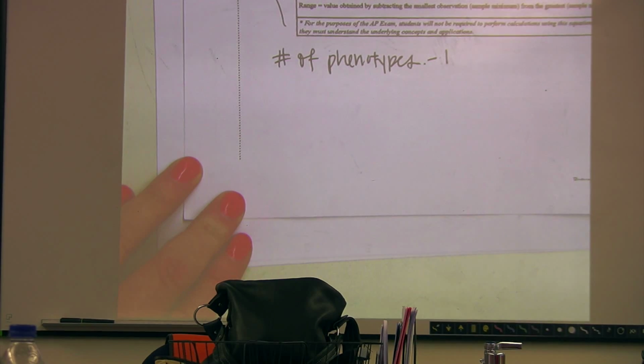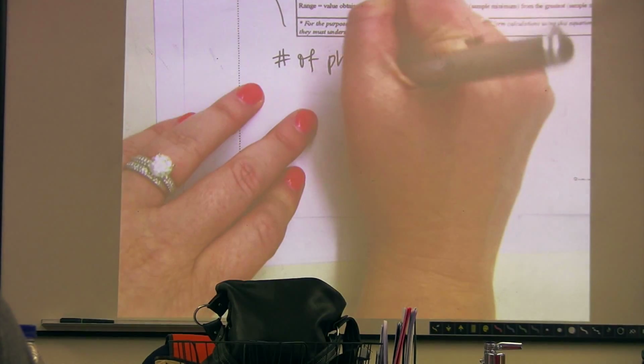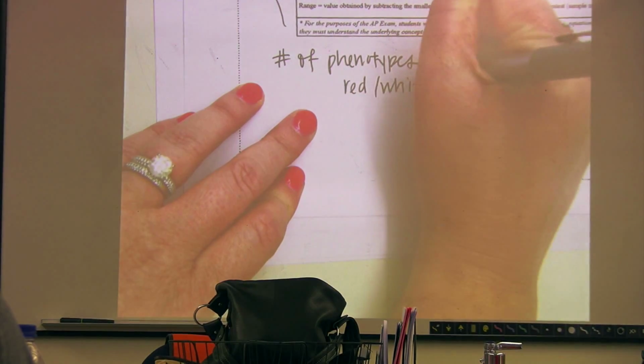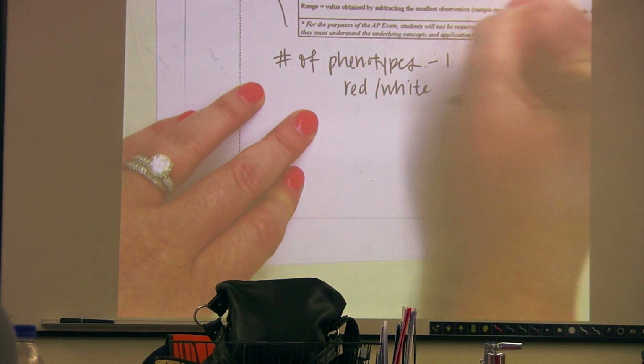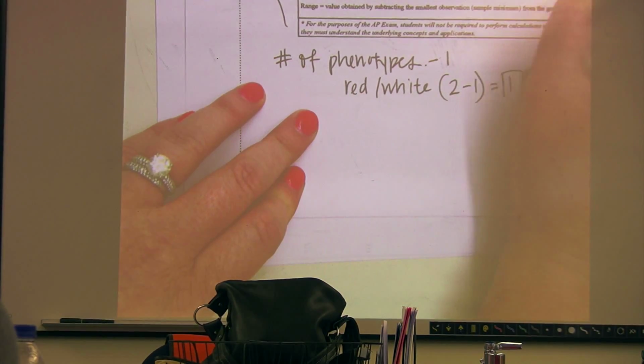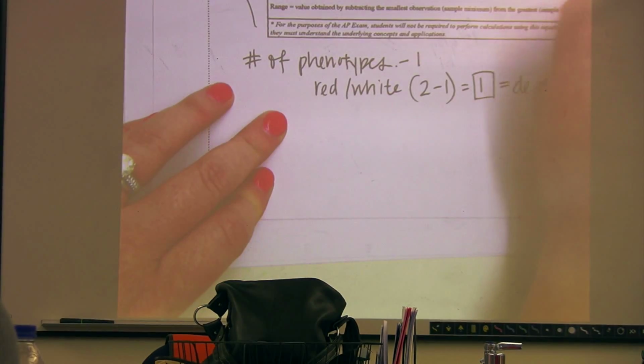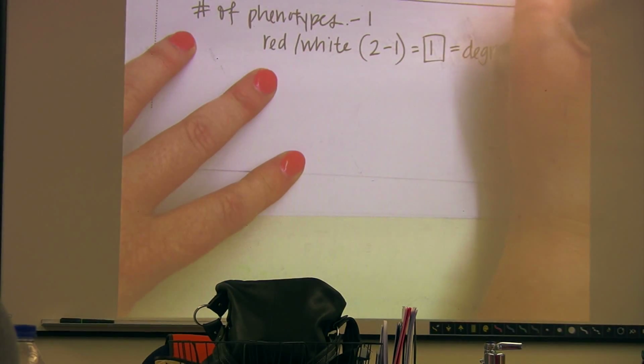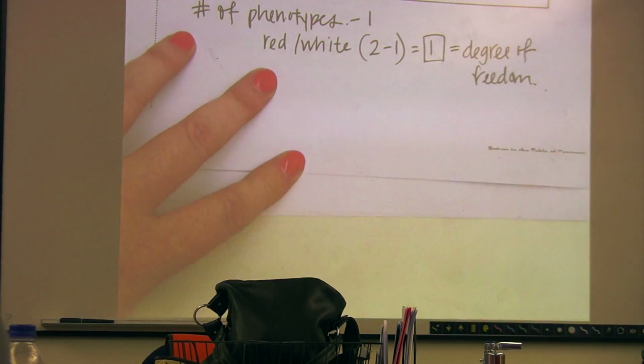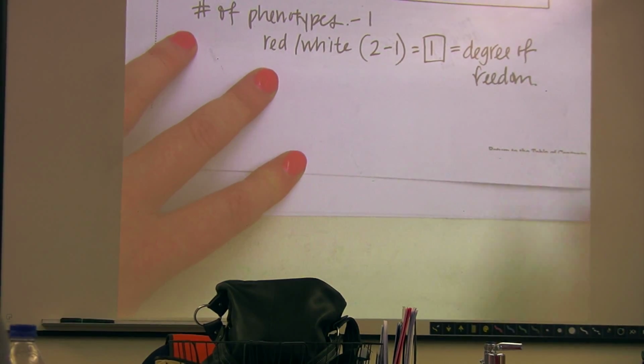So what could these flies be? They could be red or they could be white. What is your degree of freedom? 1. So they could be red or they could be white, and if you count this, 1, 2, that's 2 minus 1, which is really 1. So you're looking at 1 degree of freedom. This is not part of the question, but I'm just showing you if you were to ask this, okay?